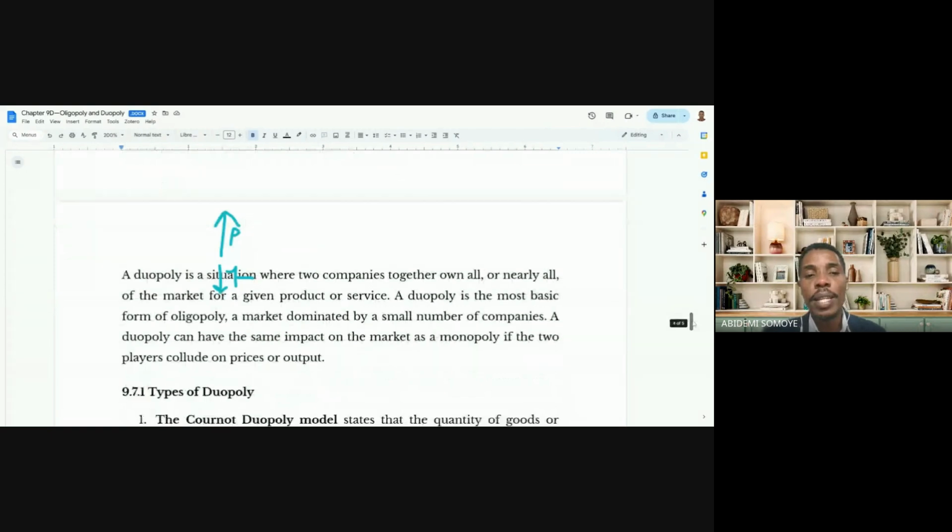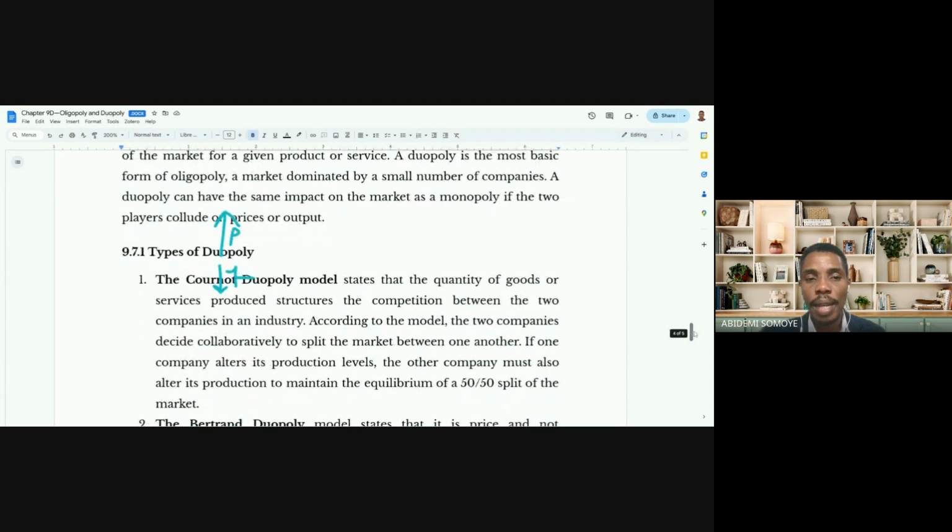Now let's take a look at duopoly. A duopoly is a situation where two companies together own all or nearly all of the market for a given product or service. A duopoly is the most basic form of oligopoly, a market dominated by a small number of companies. A duopoly can have the same impact on the market as a monopoly if the two players collude on prices or output. What are the types?